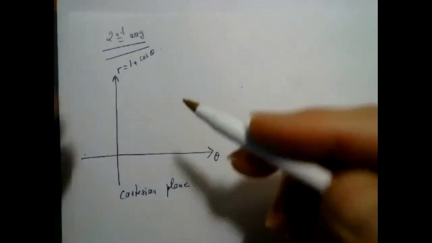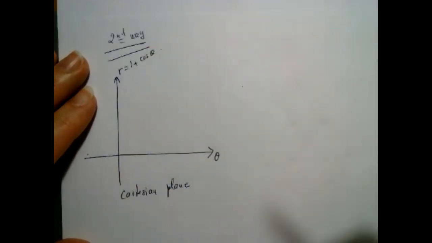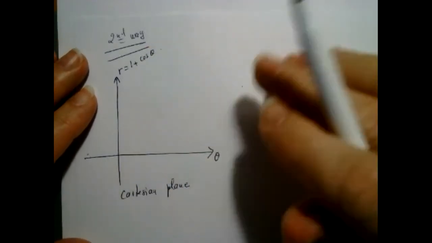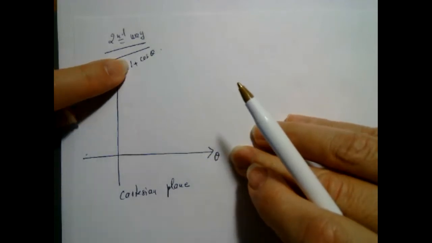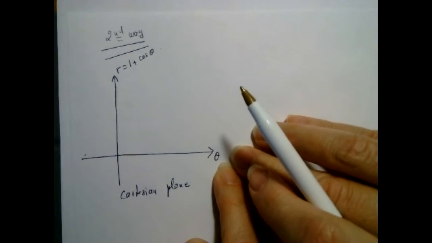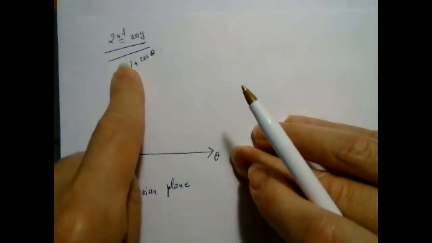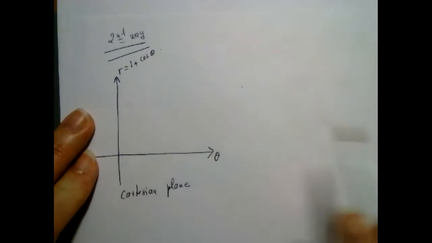Now, so right here, forget about polar coordinates, polar graph, and everything. I just want to sketch the graph of the function r equals 1 plus cosine theta. It means on the horizontal axis, the values of theta. On the vertical axis, the values of r. Now, how does the graph of 1 plus cosine theta look like?